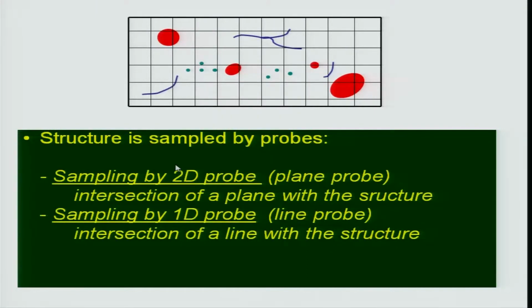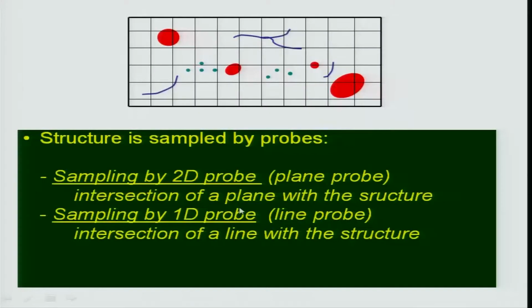Second, why with a 2-dimensional plane? We can also section by a line probe or a 1-dimensional probe. We can hypothetically think that we can draw a line through the structure and see the intersection, make some measurements of the intersection of the line with the structure. We will soon see what it all means.